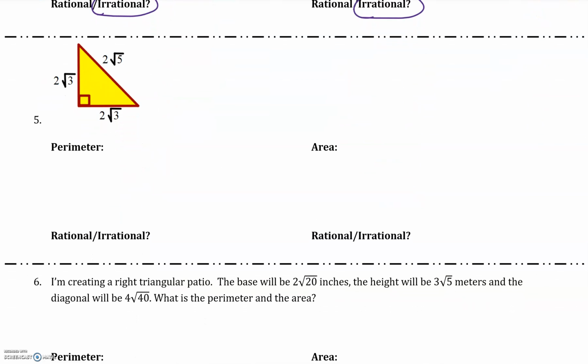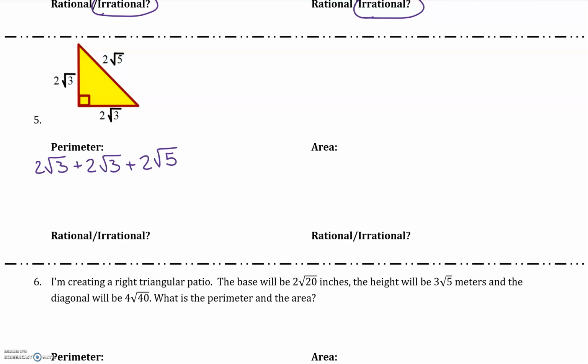All right, so we looked at rectangles, we looked at squares. Now let's look at triangles. So here we've got a triangle, and it says 2 square roots of 3, 2 square roots of 3, and a 2 square roots of 5. So we're going to find the perimeter. Again, the perimeter of a triangle is just adding up all the sides. In this case, we only have 3 sides to add up. So we're going to take all 3 sides and we're going to add them up.